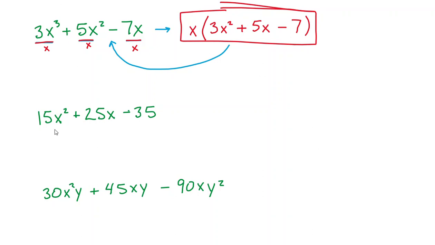Let's do that with 15x squared plus 25x minus 35. Now, once again, I think you can probably tell what the common factor is, or at least a common factor. Even though there's not an x in each term, x squared, x to the first power, and the 35 doesn't have an x at all, each of the numbers ends in 5, so it can be divided by 5.